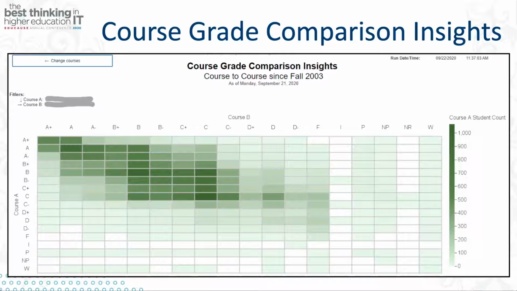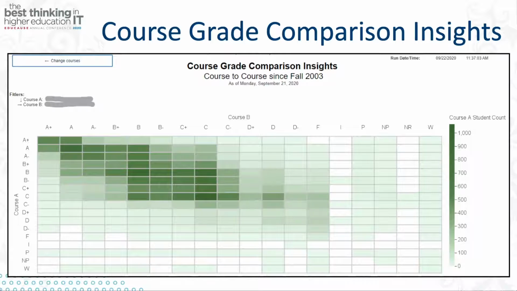Instructors can hover over any of these intersections and see the raw numbers that go into them. The shading in this case goes from 0 to 1,000 plus students, so being able to hover makes that a little bit more useful. This also helps to identify some of the weird outliers. So for example, there's a student who earned an F on Course A, but then they earned an A- in Course B.